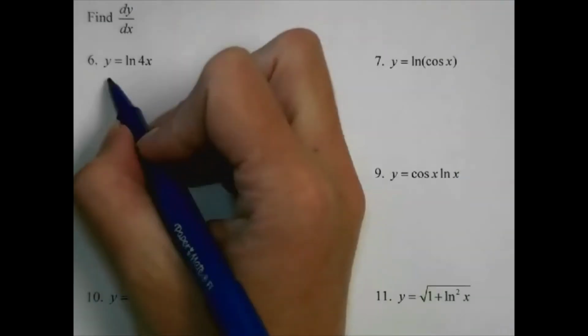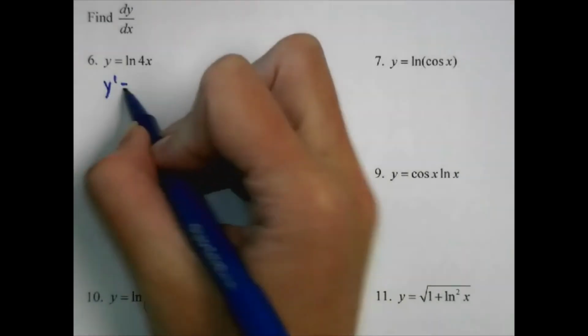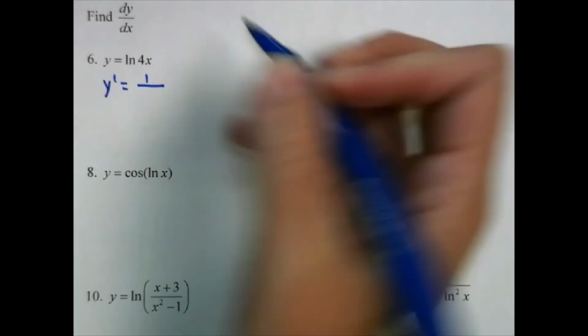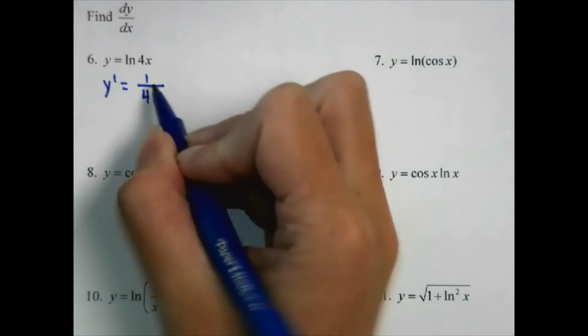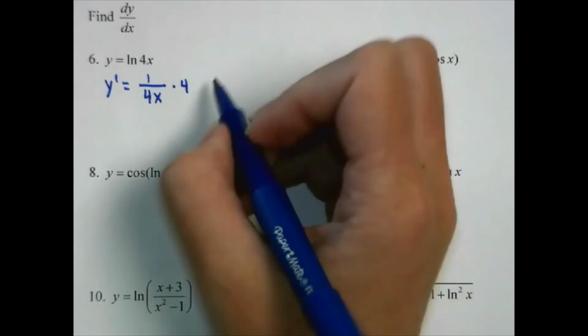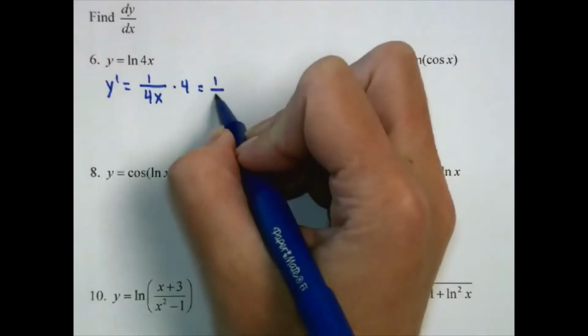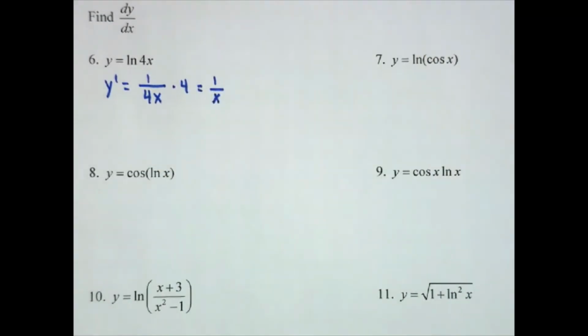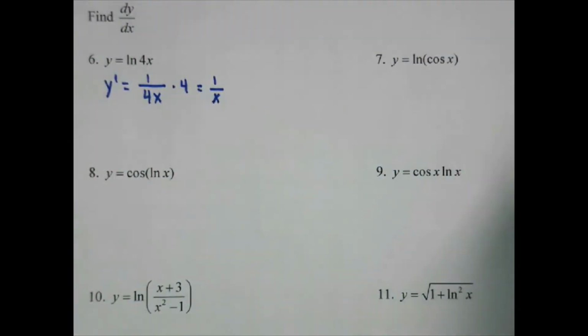So here we're going to use the chain rule. So this is going to be 1 over the inside, which in this case is 4x, times the derivative of 4x, which is 4. Well, if I simplify that, I come back to 1 over x.